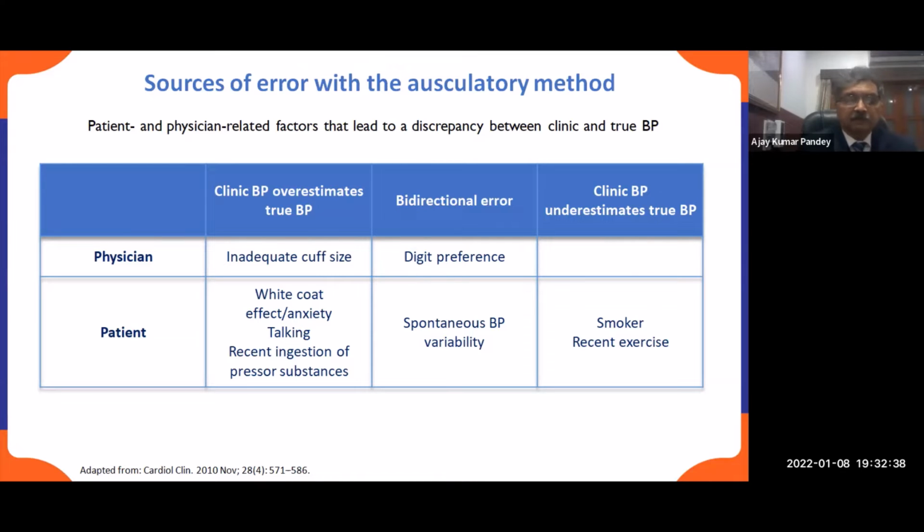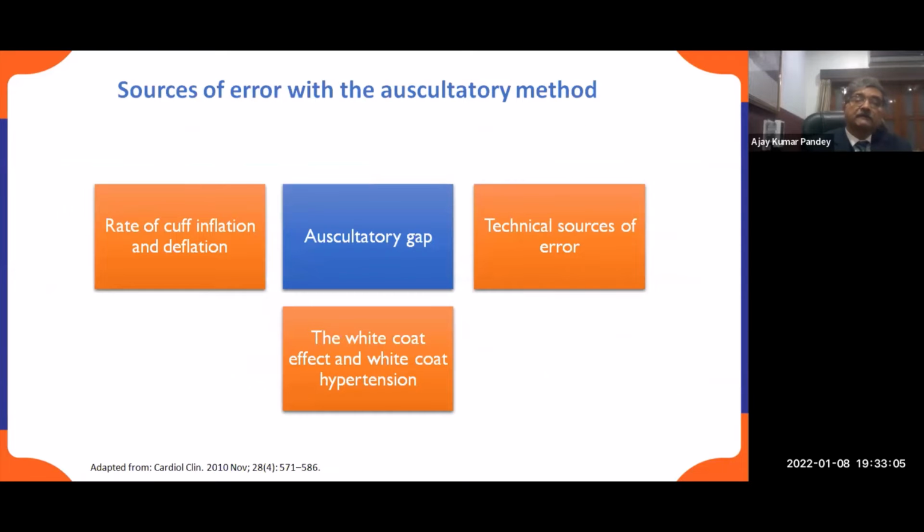So ask the patient to support the arm at the level of the heart, the feet should be resting on the ground, the back should be supported, the bladder should be empty, and the patient should not be talking. They should not have recent ingestion of pressor substances, tobacco, tea and coffee. If these are present, then spontaneous BP variabilities may be there. Smoking and recent exercise sometimes also cause abnormalities in blood pressure.